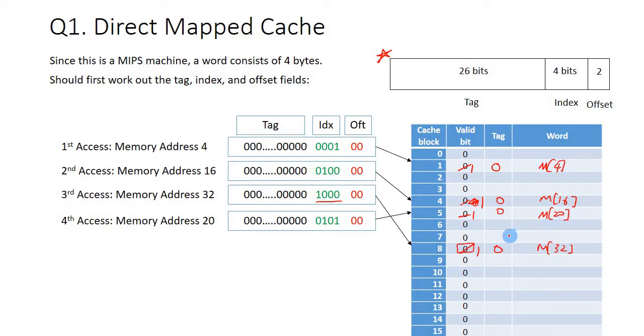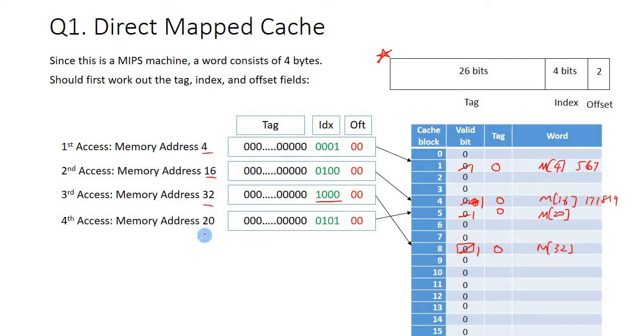Now, at this point of time, you can see that I'm accessing words from memory. So when I say memory 4 here, I have the bytes 4, 5, 6, 7 here. Same thing, 16, 17, 18, 19, and so on. So I'm accessing 4 bytes starting from the memory address given here.